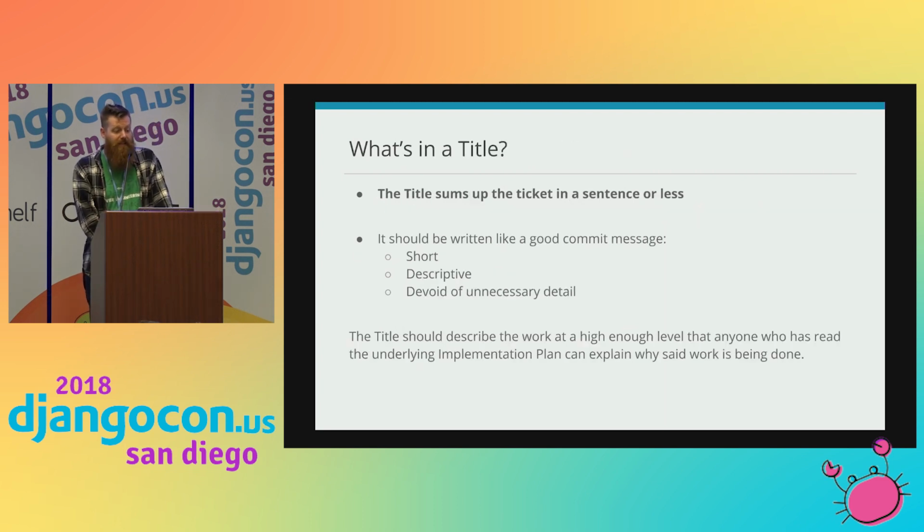So what's a title? A title sums up a ticket in a sentence or less, and it should be written like a good commit message. It should be short, descriptive, and completely devoid of unnecessary detail. That's what everything else in the ticket's for. It should describe the work at a high enough level that anyone who has read the underlying plan can explain why this work's being done.